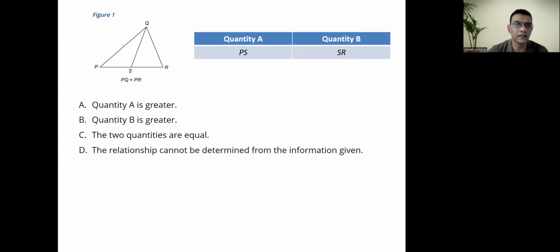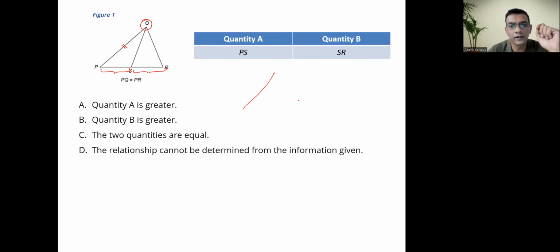Now, if the question is saying that PQ is equal to PR, right? It means that we are talking about an isosceles triangle, right? Absolutely. Now, I do not know about QR, number one. Number two is the QS. Now, if you look at it with the naked eye, you will feel that, hey, PS and SR look the same, right? But what is this QS? The QS is a line drawn from the vertex Q to the side PR.